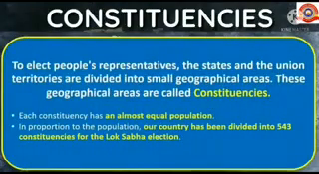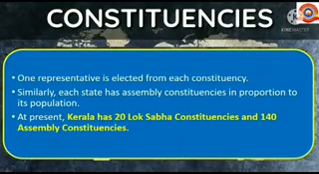To elect people's representatives, the states and the union territories are divided into small geographical areas. These geographical areas are called constituencies. Each constituency has an almost equal population. In proportion to the population, our country has been divided into 543 constituencies for the Lok Sabha election. One representative is elected from each constituency.